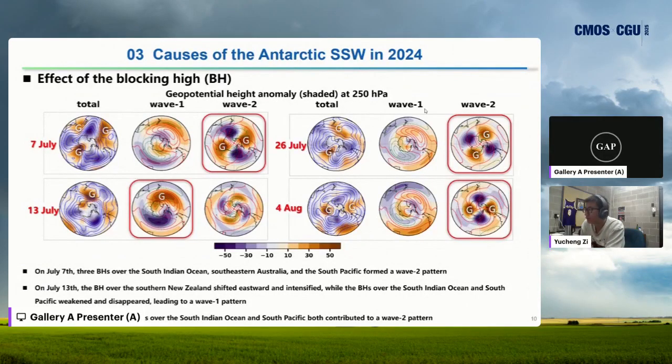And before the August event, between July 26th and August 4th, blocking highs over the South Indian Ocean and the South Pacific contributed to the wave 2 pattern, and wave 1 was too weak. Okay, next.